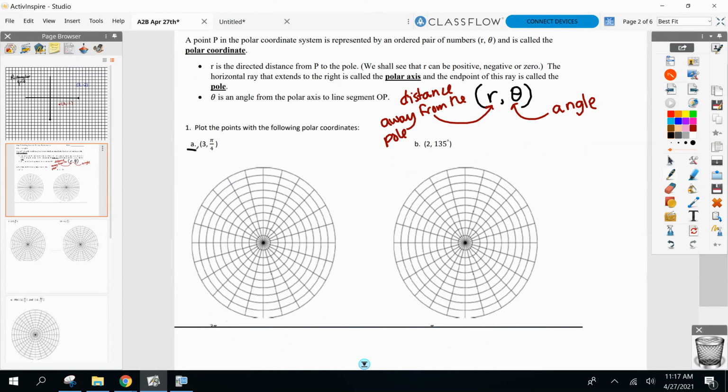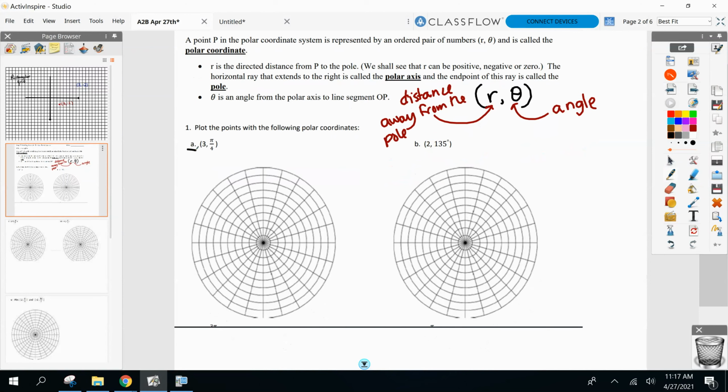All right, so pi over 4. Anybody want to remind me what I go by in radians on the grid? 12. Pi over 12. So what am I going to have to multiply pi over 4 by? 3, right? So can you guys help me find 3 pi over 12?